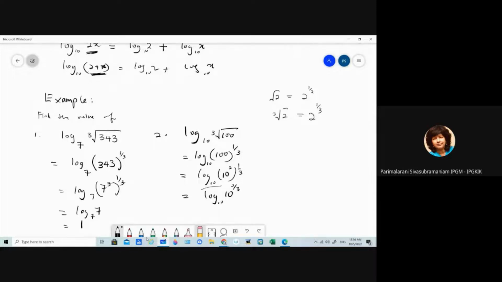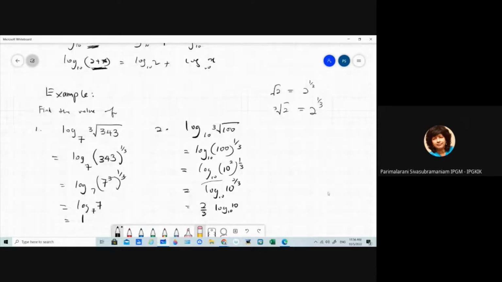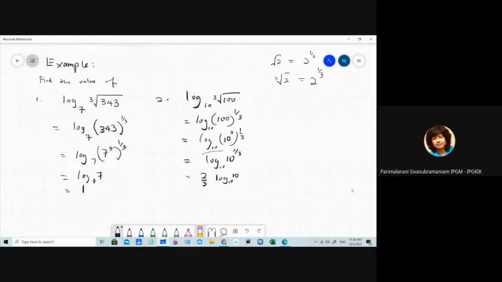When you have an exponent, you can always bring it to the front. So this equals 2 over 3 times log 10 base 10. You know that log 10 base 10 is equivalent to 1. So this is 2 over 3 times 1, which is 2 over 3.